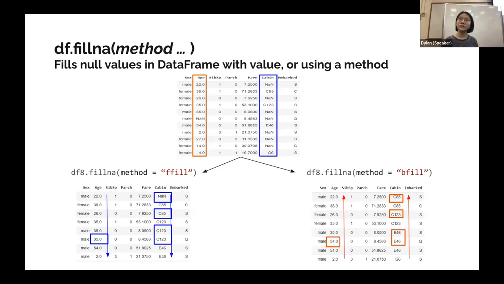It should be possible to fill in for specific columns. You just have to specify which column you want to fill in. So using your previous indexing technique, you can just specify the df, that column, dot fillna. Regarding the possible arguments in fillna, it's possible to check through the Pandas documentation as well.